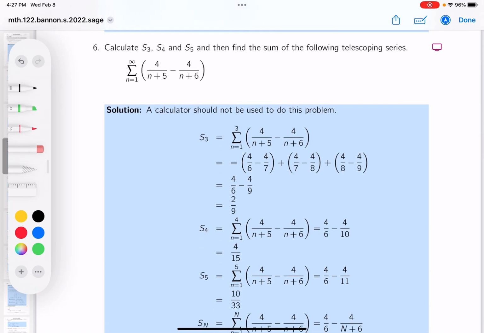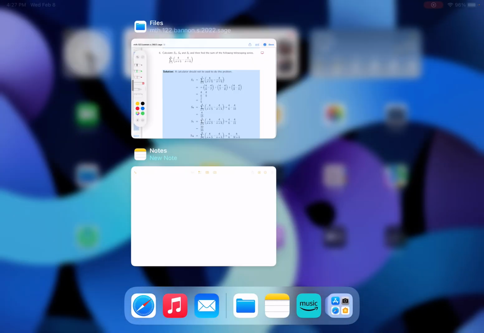Okay, problem number 6. I'm going to do the whiteboard because I want to do Sn first, and then I'll work my way backwards to S3, S4, and S5. So let's write this down. I'll get a whiteboard up here. Sorry about that. I'm really looking at this problem, which is the sum, n equals 1 to big N, and this is what's known as Sn.